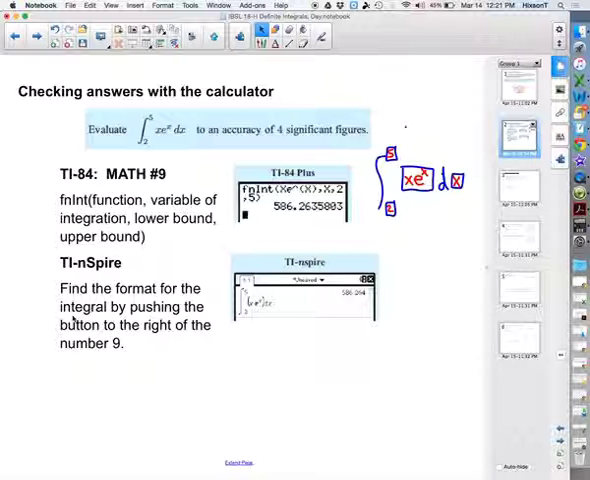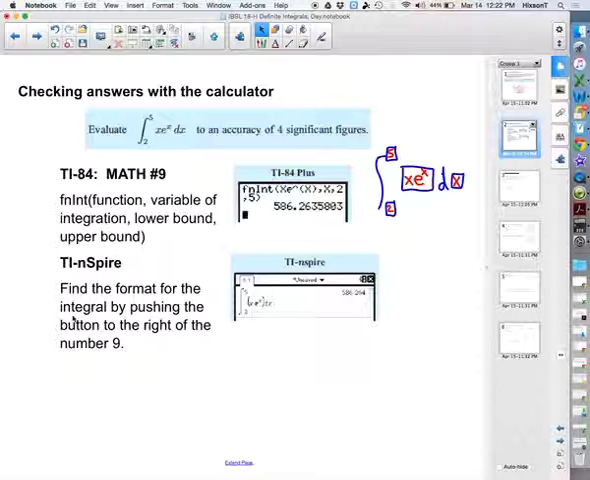Okay. So, right to the right of the number 9 is a little thing. It has a box with a couple little boxes above and below. That brings up a number of different templates, and you can just use the arrow keys to go find the one for the integral. Once you do that, you can simply type it in, just like this was. It gives you a template just like the newer 84s do, and you just plug in those values. Got the same answer. Good.